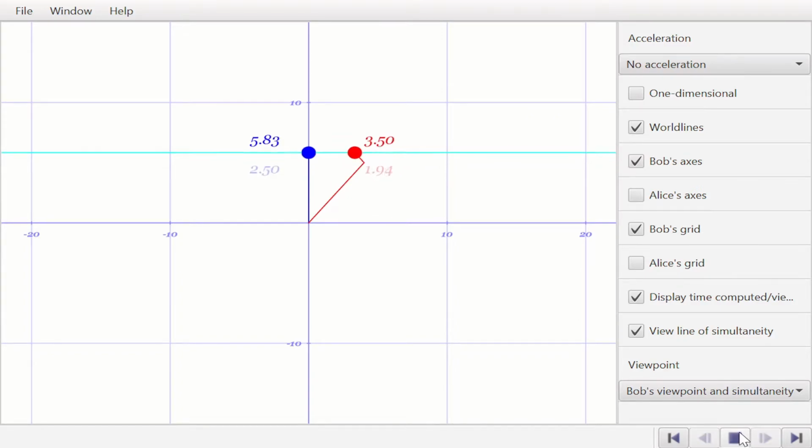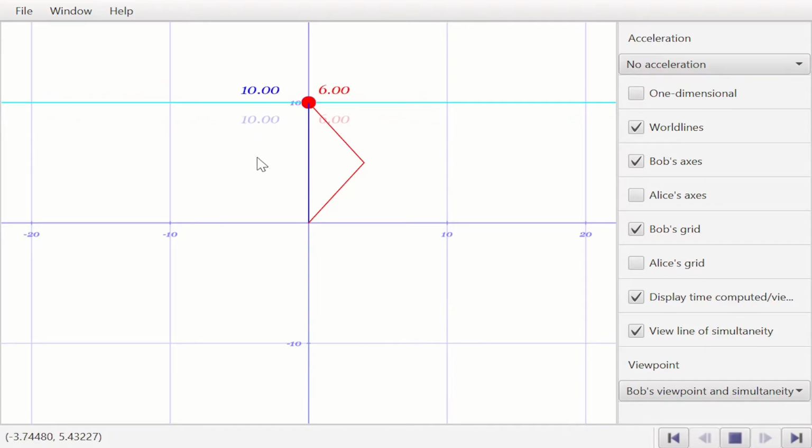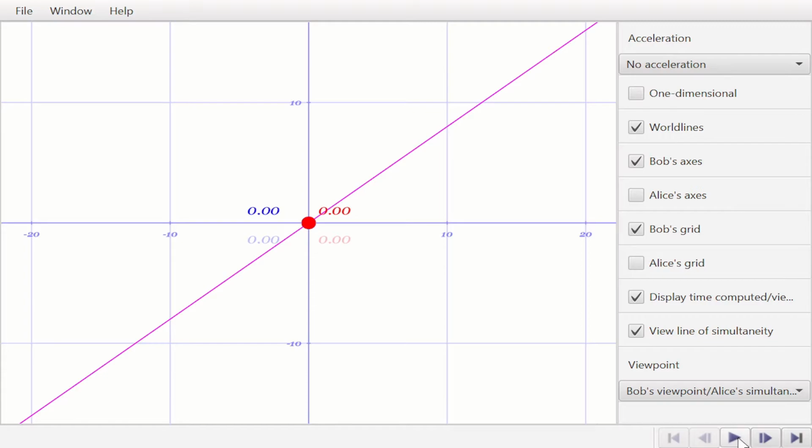And we can finish the trip. And at the end, her clock will read 6 and his is 10. When they meet, they will agree that that's the times that they have on their clocks. Okay, now let's look at it from Bob's point of view by using Alice's line of simultaneity. Let's back up. Alice's line of simultaneity is different than his. It's angled relative to her x-axis.